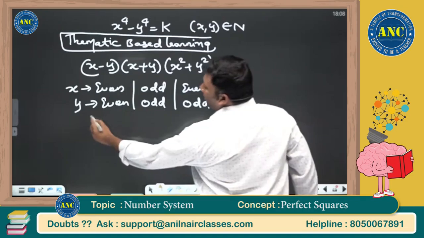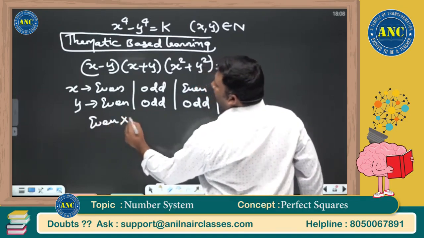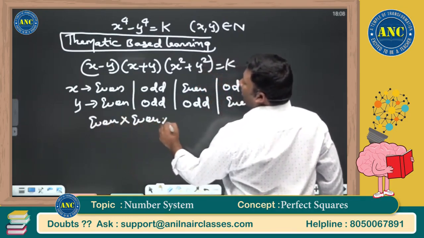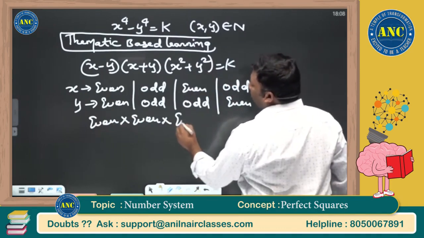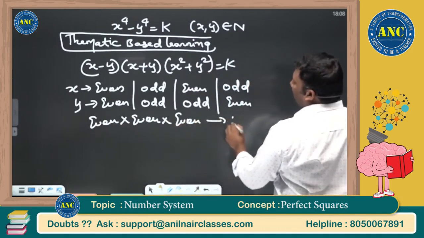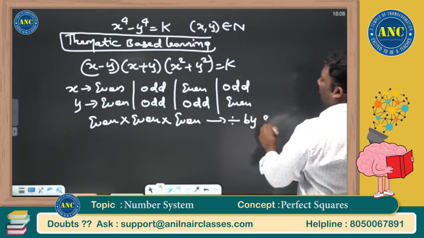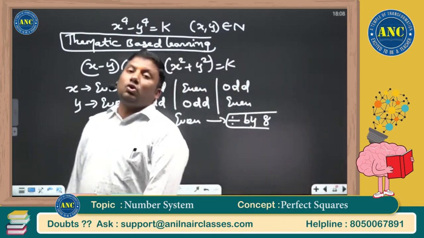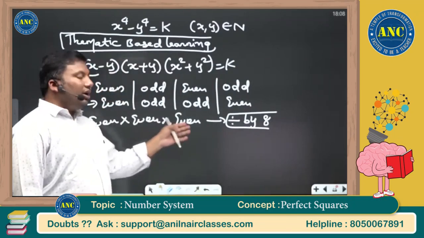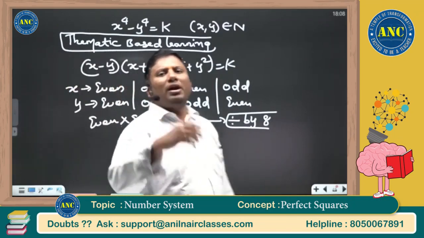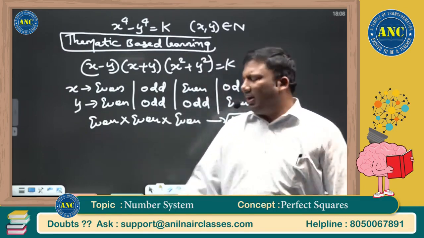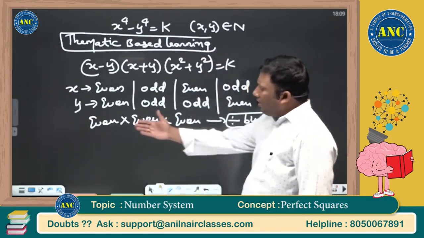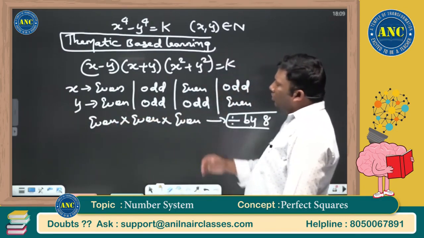Even minus even, it is an even number. Even plus even, even number. Even square plus even square, it is an even number. Right hand side will be divisible by 8. Why? Because an even number is 2k1, another is 2k2, another is 2k3. If you multiply three even numbers, definitely the answer will be divisible by 8 because 2k1, 2k2, 2k3.